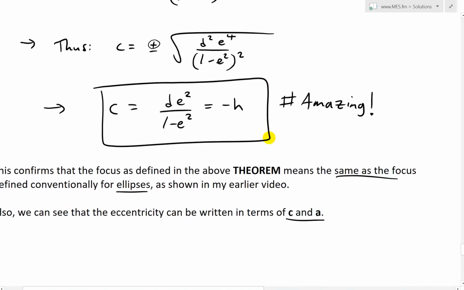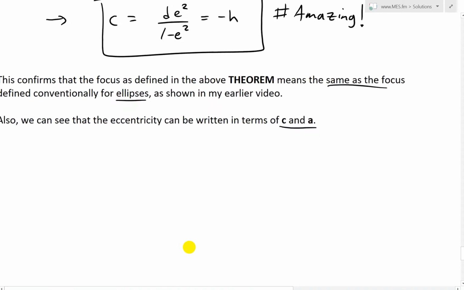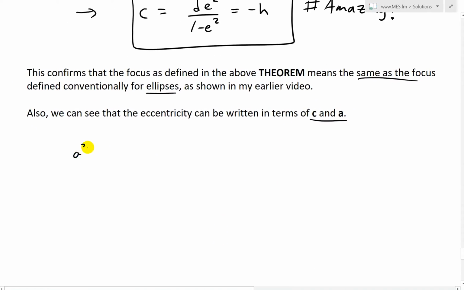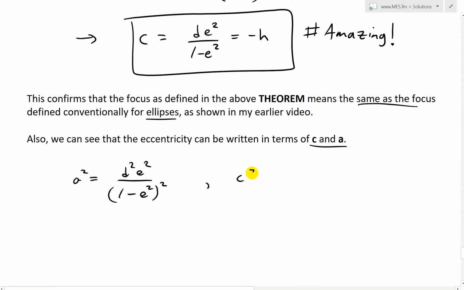So if we start off with the a squared, we have a squared equals d squared e squared over (1 minus e squared) all squared. So that is our a squared, and then we have this c squared from above: c equals e squared d over (1 minus e squared).